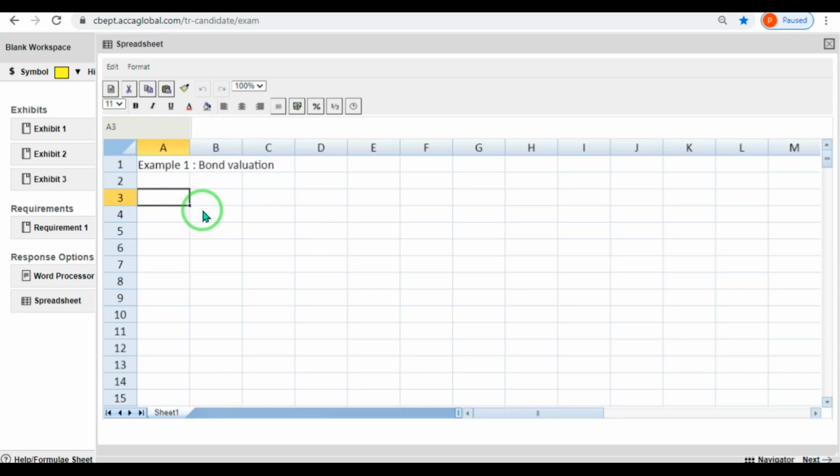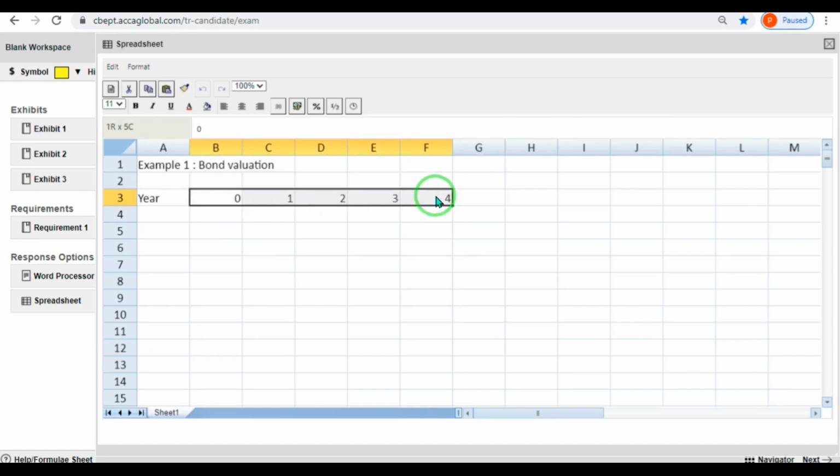It's going to be the present value of future cash flows. So what we're going to have here is year. Now the valuation of the bond is at year 1. Sorry, it's at year 0. So we don't have any cash flows at year 0. So I'll just put here year 0 just for fun. Year 0, 1, 2, 3, and 4. You can do the horizontal method or you can do the vertical method. Let me just use this method here.